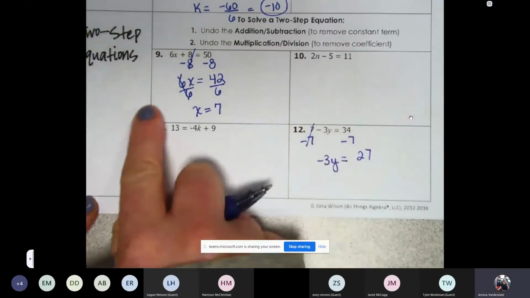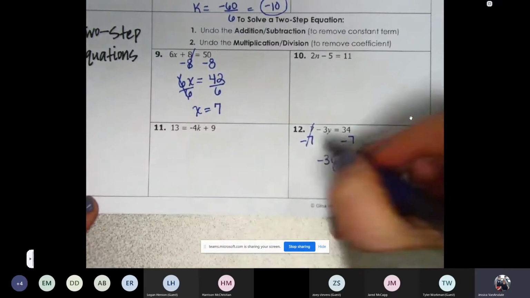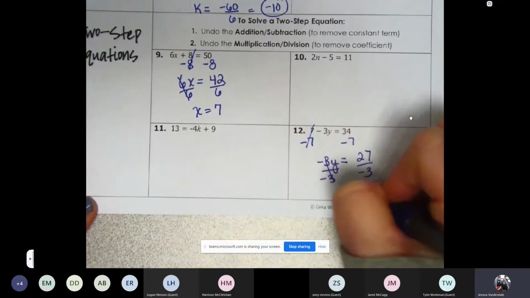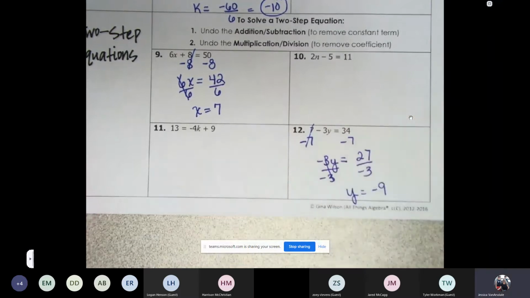Now we just have a problem like this where we have to divide by the coefficient. So we're going to divide by -3. And y would be -9. Please use your calculators. Don't try to do this in your head. Remember your integer rules. So like if you're dividing a positive by a negative, your answer is negative. But if you struggle with that, because that's something that's hard to remember, just use your calculator. Use your negative sign. So we don't make mistakes on just the math part.